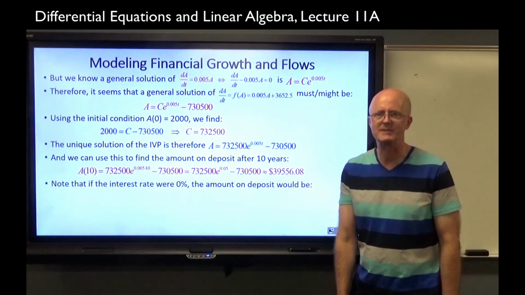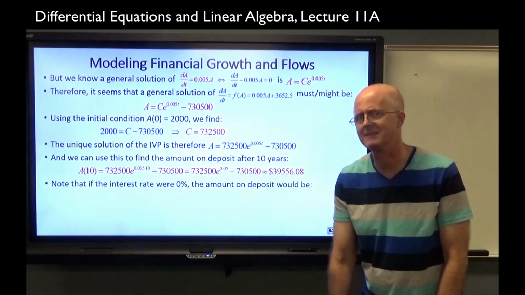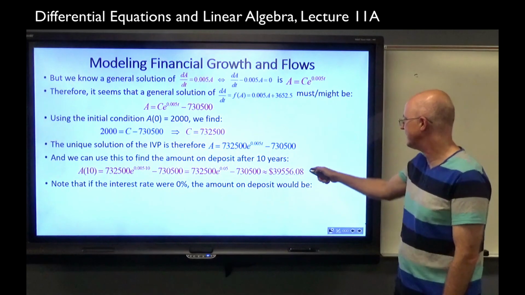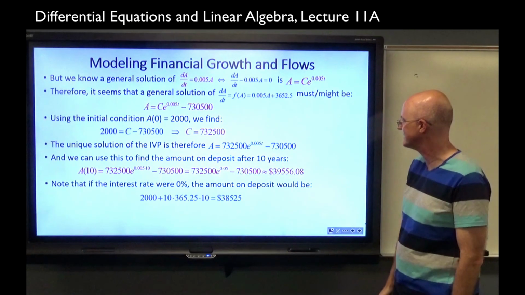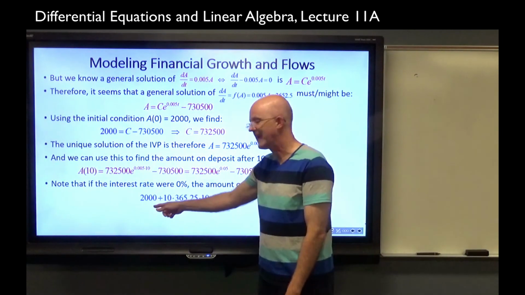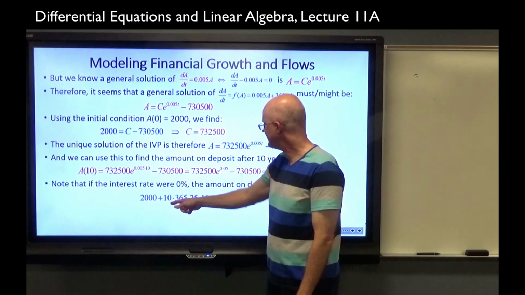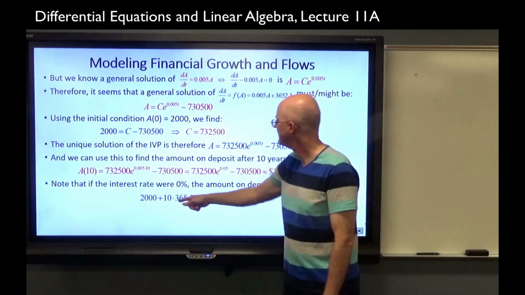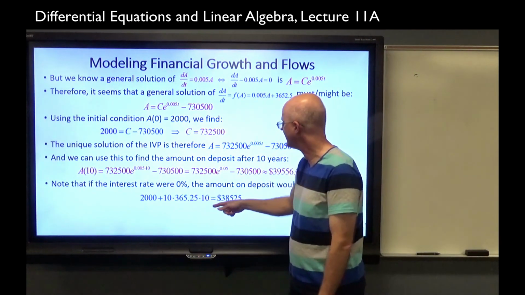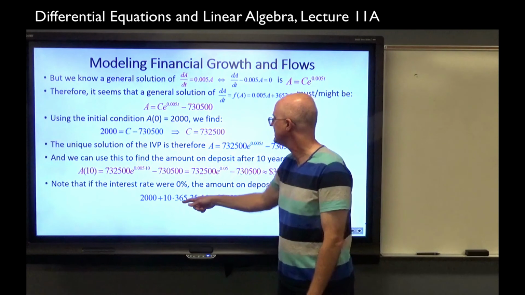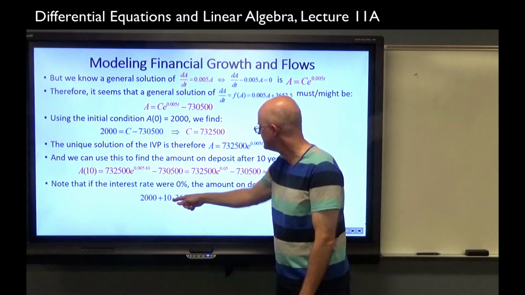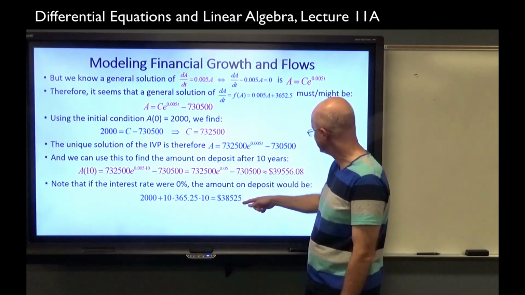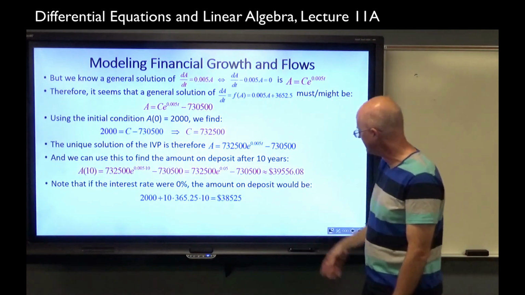Note that if the interest were 0%, and 0.5% is not very large, not much bigger than 0%, the amount on deposit wouldn't be much smaller than this if you didn't get any interest. You have your initial deposit, 2,000, plus 10 times 365.25 times 10. This would be the money that comes from your deposits every instant of every day. You're doing, again, $10 every day. This is the number of days in a year times 10 years. You get this. You get a little bit of interest in the big scheme of things.